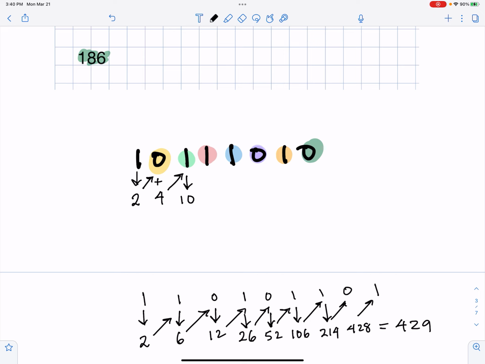So 4 plus 1 is 5. Double it, you get 10. 10 plus 1 is 11. Double it, you get 22. 22 plus 1 is 23. Double it, you get 46. 46 plus 0 is 46. Double it, you get 92. 92 plus 1 is 93. Double it, and you get 186. 186 plus 0 is 186. So that's the doubling process.